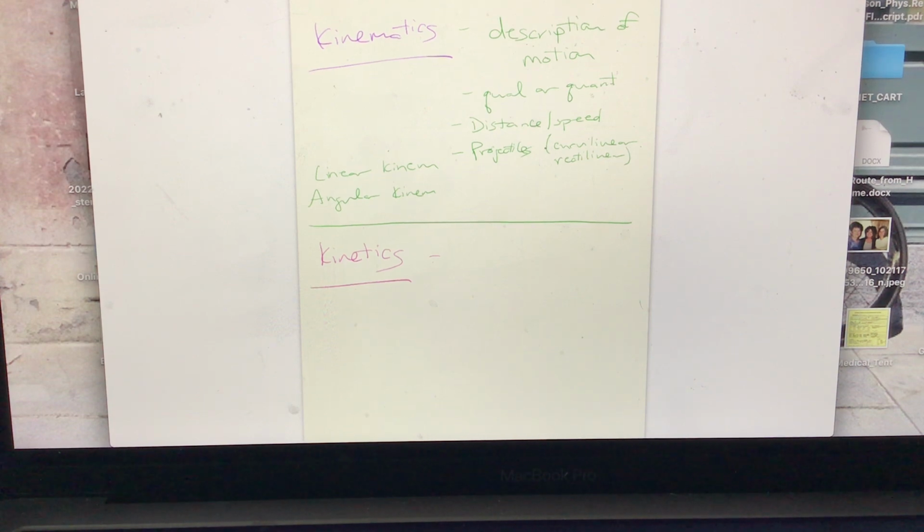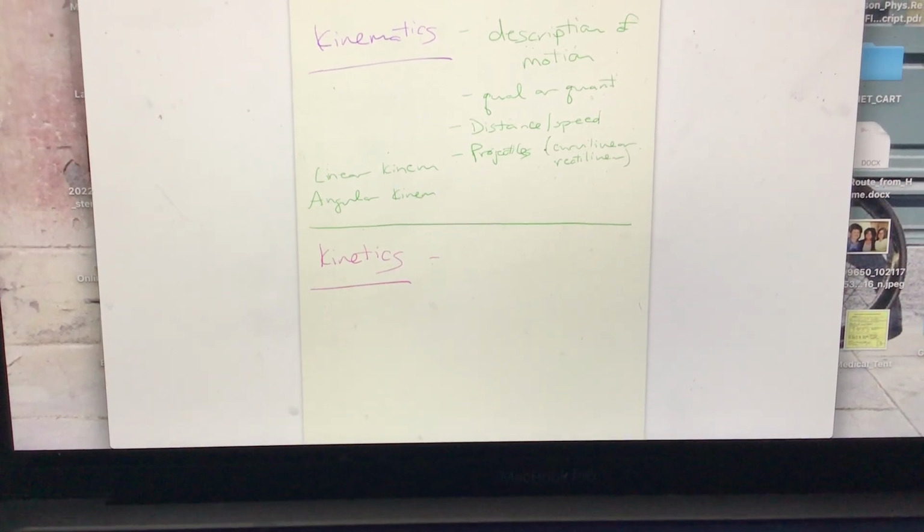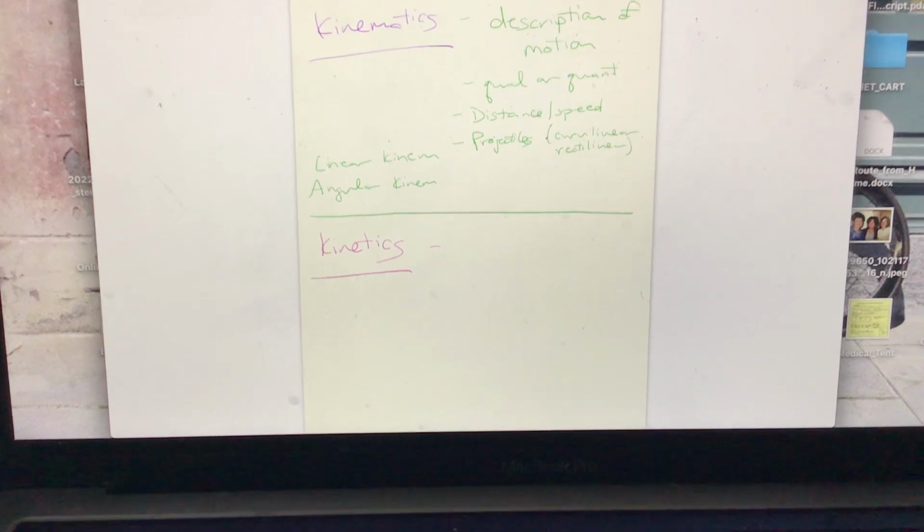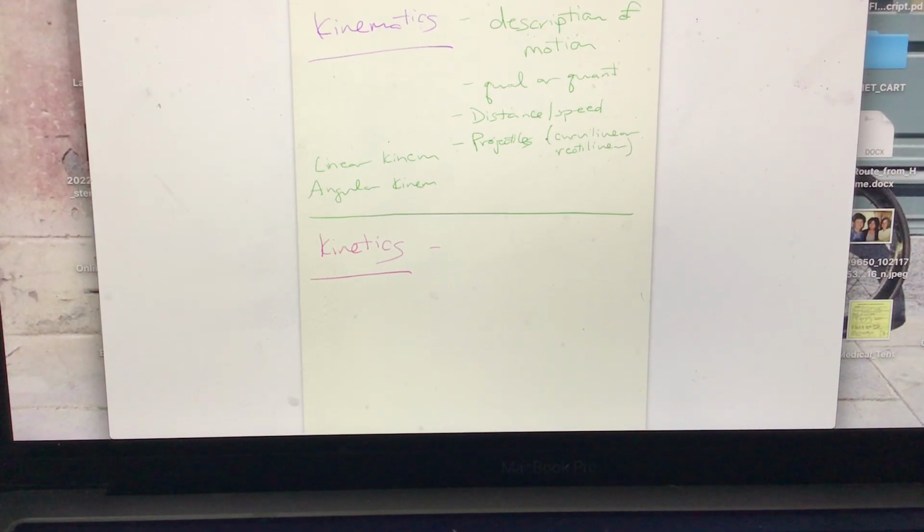So please, I encourage you to memorize these in order. If it were me, I would just think, okay, kinematics is a description of motion. And then we have linear. What was linear again? Linear was movement in one direction at one speed. So what is linear kinematics? Description of motion in one direction at one speed. What is angular kinematics? Description of motion that's around an axis at different speeds.